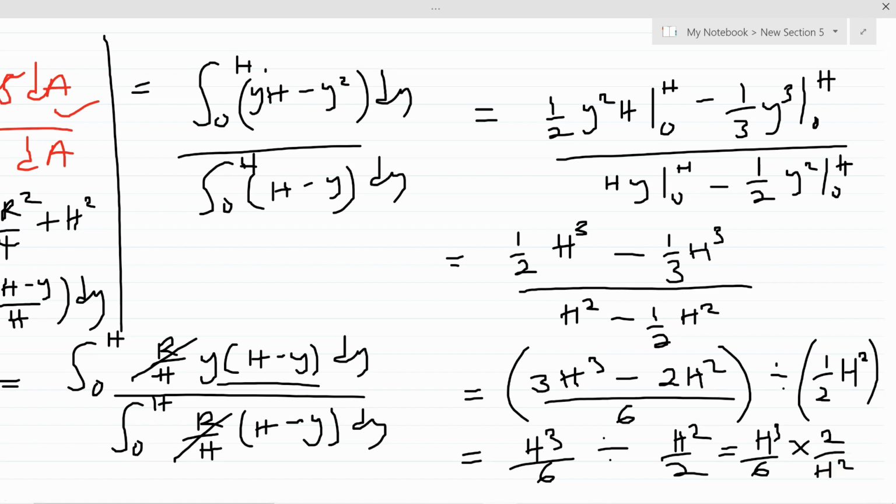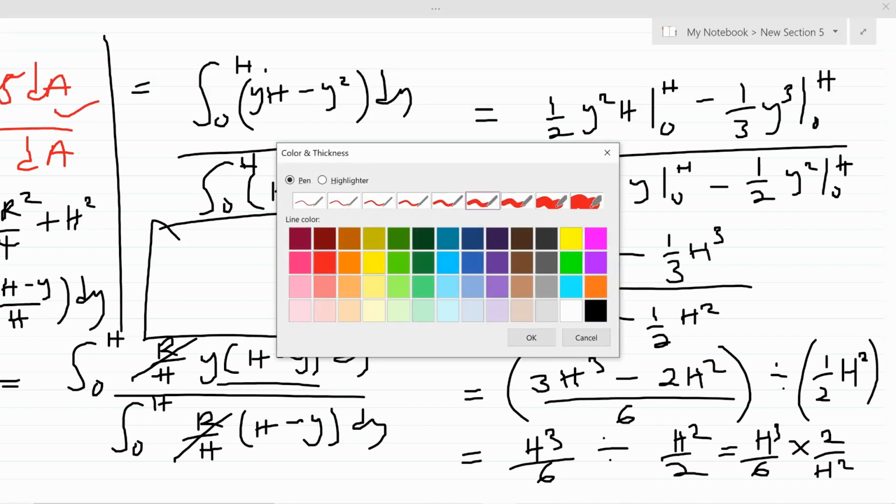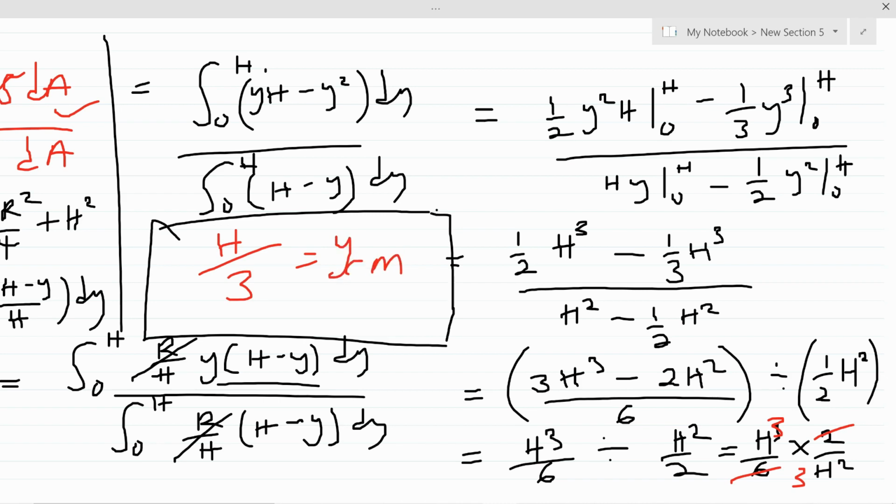And so what will be our final answer? Let me write it in the middle here. I'm going to use a red pen to write it. Now our final answer will be h cubed, and the down part is h squared, so we get h. Now this is 2, it goes into itself 1 and goes into 6 three times, so I'll get h over 3. This is our ycm, and so it means that this will be our center of mass, because we said the x component is not part, because the center of mass should be located on the height.